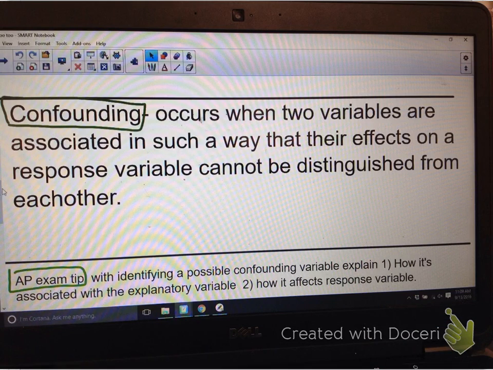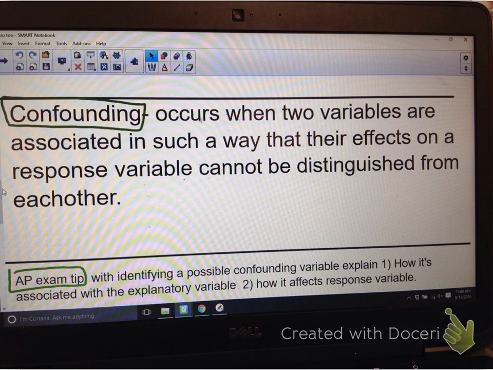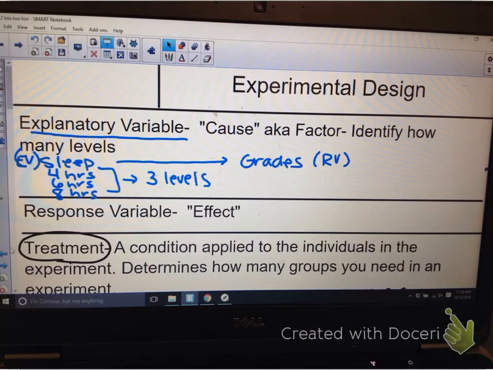So we went in and talked about how we could do that, and we did that part on the board, okay? If you were gone, make sure you get that. We talked about breaking it up into 2 groups. Group 1 has a drink that's a placebo, and we control things about it. Group 2 has a drink that actually has caffeine in it. Then we wait 10 minutes, then we measure, and we see if there's a difference. We talked about lurking variables and confounding. I gave you the AP exam tip. And then we got into experimental design.